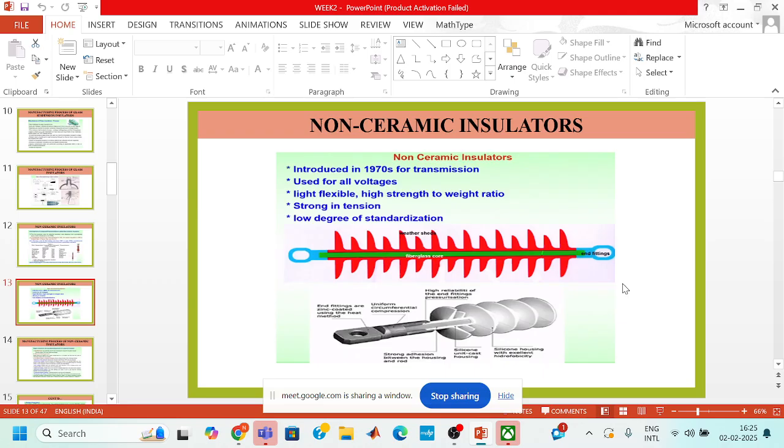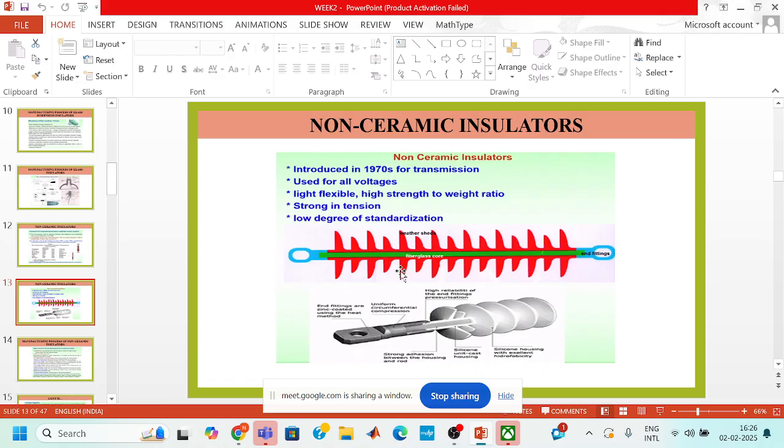Basically, it was introduced in the 1970s for transmission purposes and is used for all voltages. The main advantage of non-ceramic insulators over glass and ceramic insulators is that they are contamination resistant. They are very light in weight, with a high strength to weight ratio, and strong in tension. But they have a low degree of standardization.